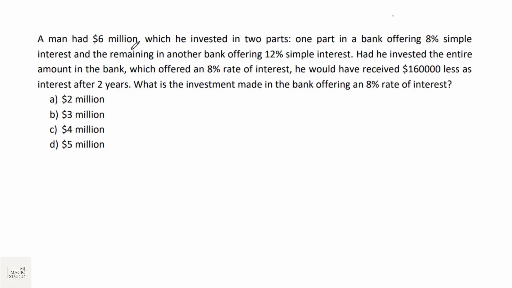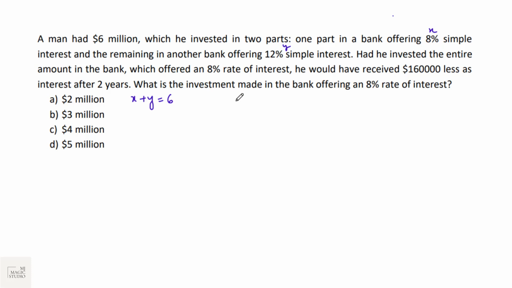A man had 6 million, which he invested in 2 parts. One part in a bank offering 8% simple interest, and the remaining in another bank offering 12% simple interest. It is x plus y is 6. Had he invested the entire amount in the bank which offered 8%, that is the entire 6 million here, he would have received 1,60,000 less as interest after 2 years. That means after 1 year he would be receiving 80,000 less.